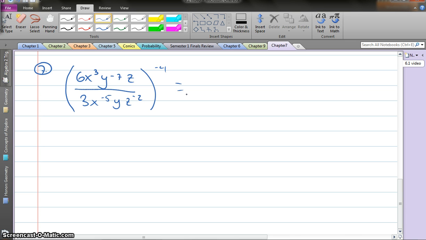Whew! All right, so the first thing I want to do is get rid of all the parentheses. So take the negative 4 to everything. X to the negative 12th, y to the positive 28th, z to the negative 4th, 3 to the negative 4th, x to the 5th, negative 4 times negative 5 is positive 20, y to the negative 4th, z to the positive 8th.